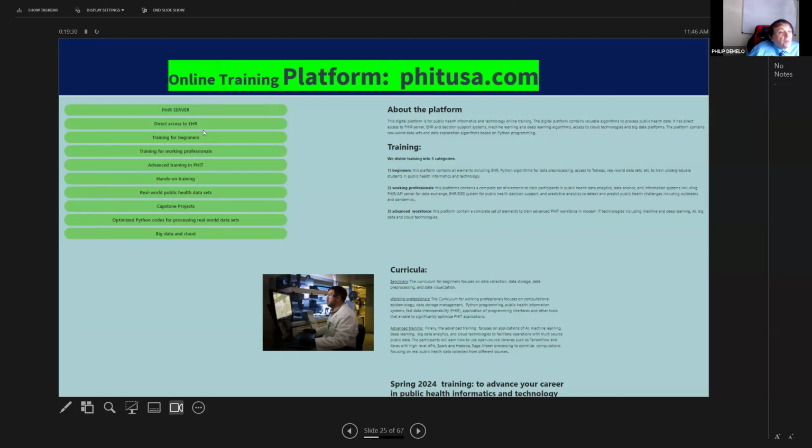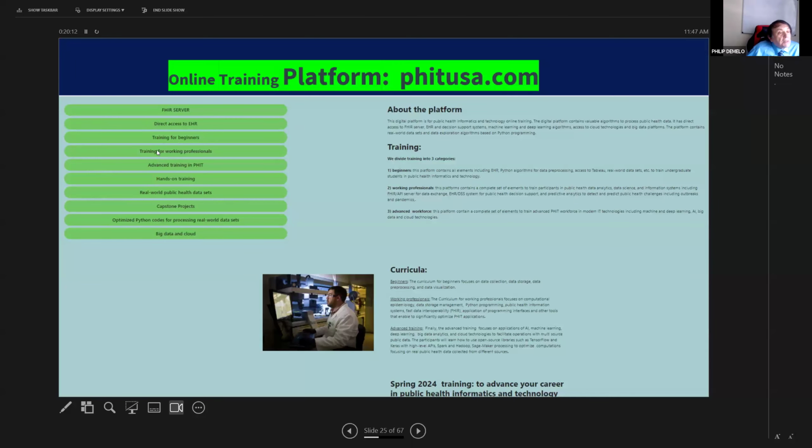It has all kinds of training using, for instance, a file server. Students who are taken on board just click on this and they have access to a file server or direct access to EHR. In EHR, they are trained how to build EHR, how to use different information technology algorithms to process EHR, like, for example, natural language processing, NLP.